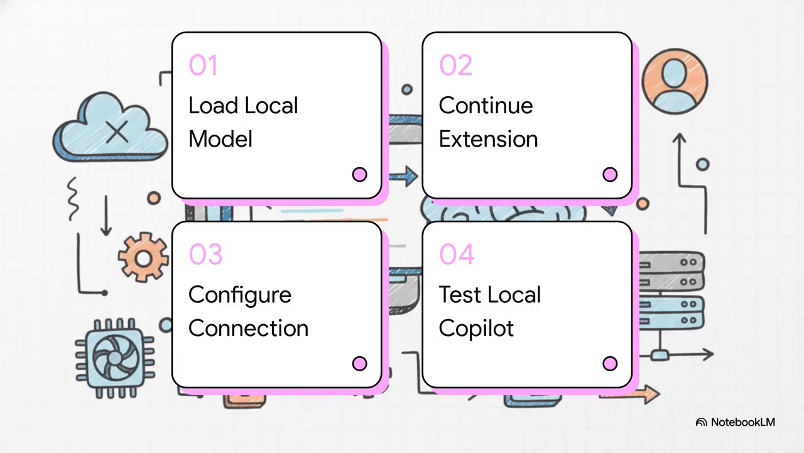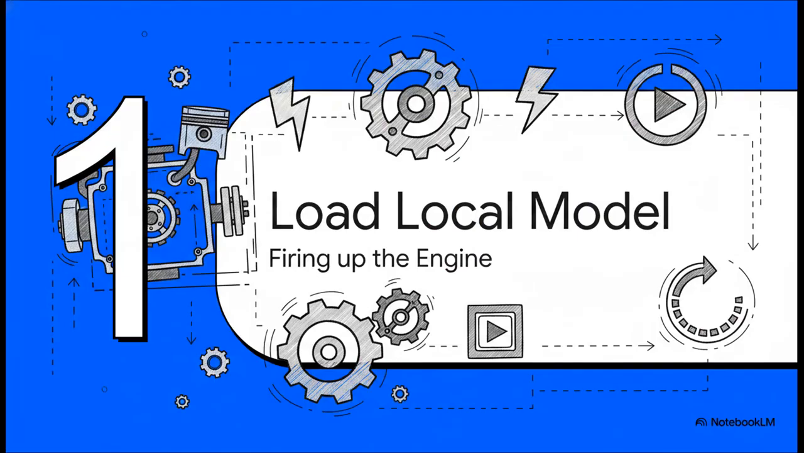Okay, let's take a quick look at our roadmap for today. We're breaking this down into 4 simple parts: loading the local model, getting the Continue extension, configuring that AI connection, and finally, testing out your brand new local copilot. Let's dive right into section 1, loading the local model, or basically firing up the engine.